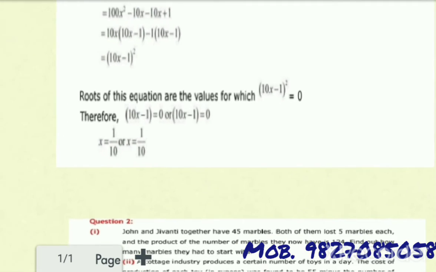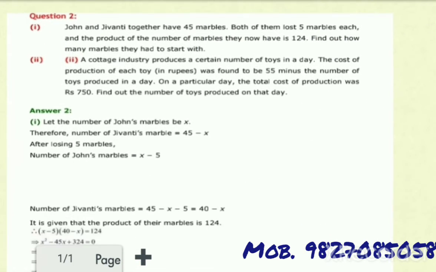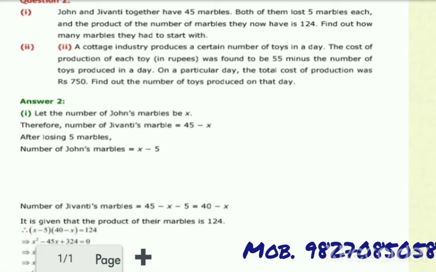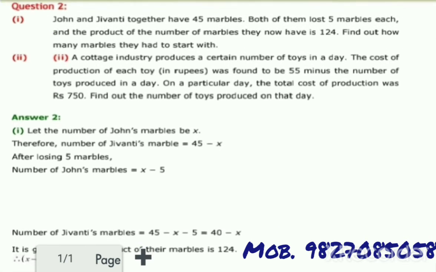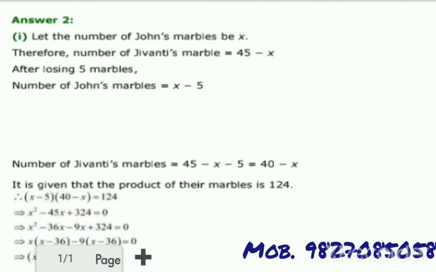Now question number 2. Question number 2 is: John and Jayanti together have 45 marbles. Both of them lost 5 marbles each, and the product of the numbers of marbles they have now is 124. Find how many marbles they had to start with.